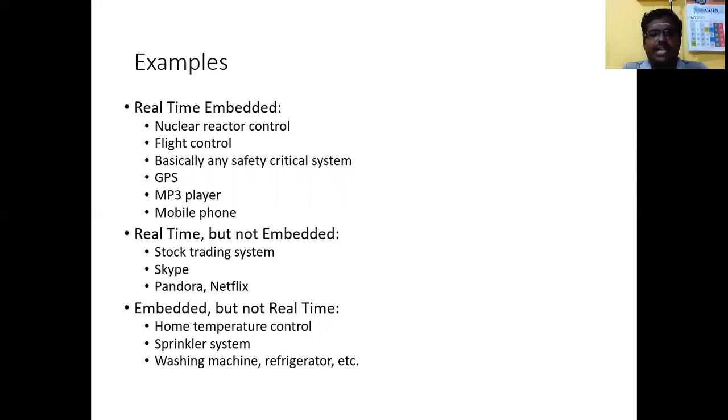We also have another category, embedded but not real-time. For example, if we want to measure the temperature of a room, it's an embedded system. It's not real-time because it can be measured irrespective of the time, and the temperature of the room can be constant for some time. Washing machines and refrigerators are all embedded but not real-time.